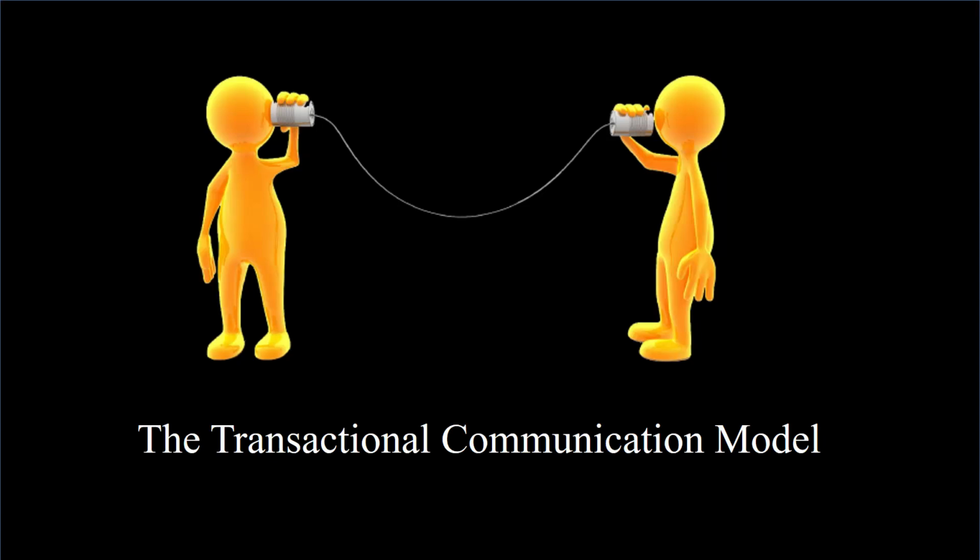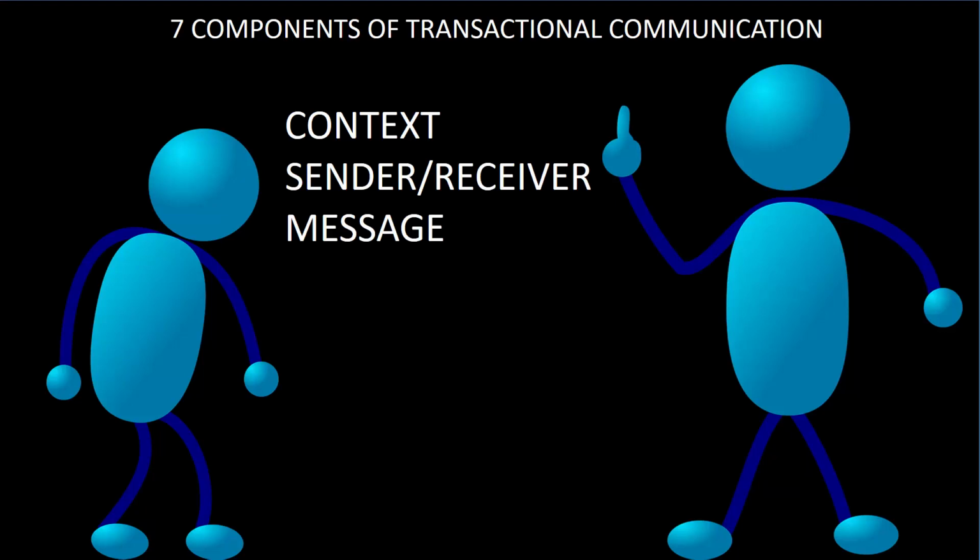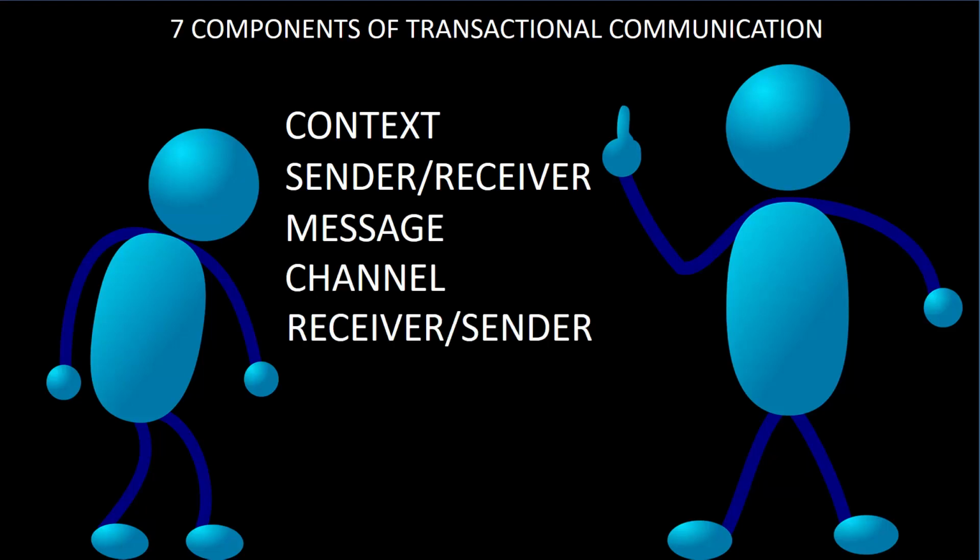Communication is complicated because of its many components that form the process. There is a chance for error in each component. Today, we will look at 7 components of the Transactional Communication Model. They are context, sender-receiver, message, channel, receiver-sender, feedback, and noise.